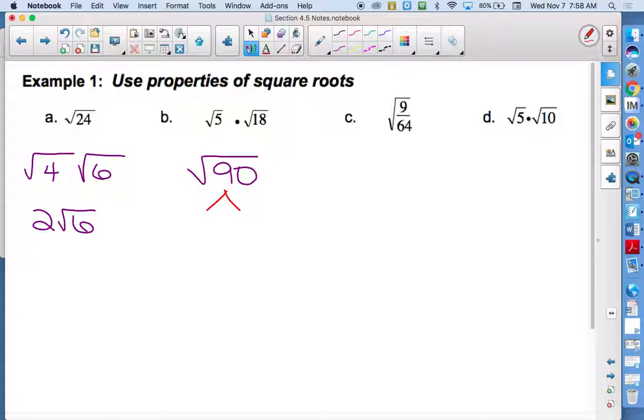And Odette, the square root of 90 can be broken down into what two numbers? Good. Which becomes? Perfect. 3 square root of 10. So pull the numbers together first so that we are dealing with a bigger number, and then we can break that bigger number down.